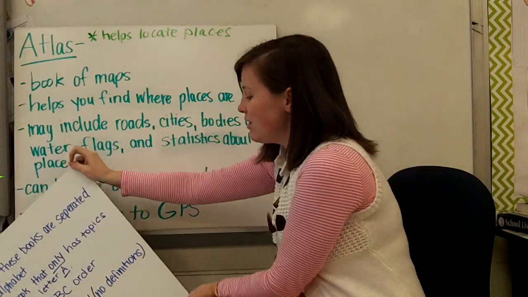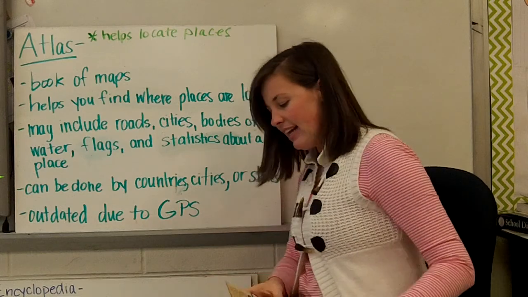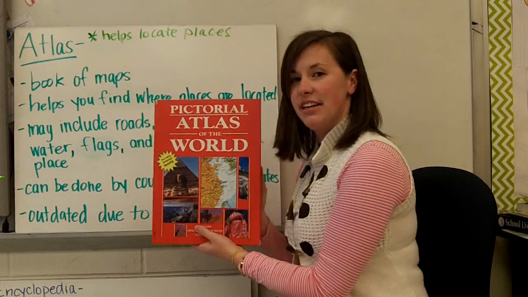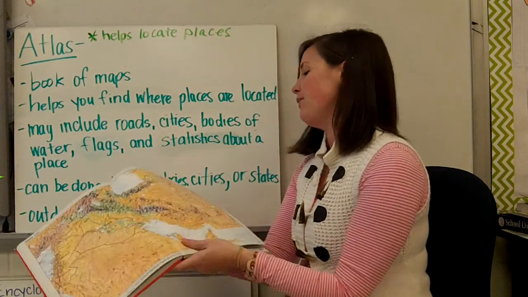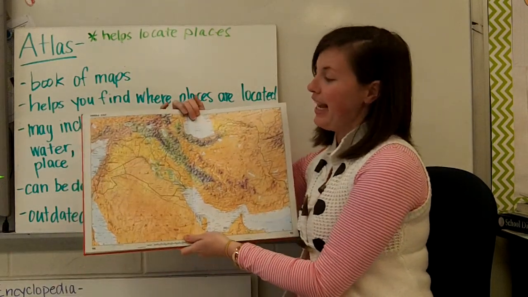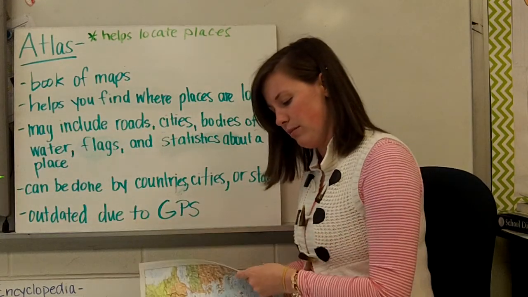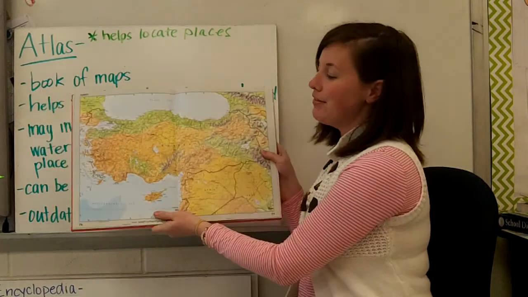Okay? The next one we are going to talk about is an atlas. And atlas is something pretty simple. Here is an atlas of the world. And let me just open before we start talking. Notice that when I open up, it's nothing but a big map. Let me show you one more. Here's a map of Turkey.